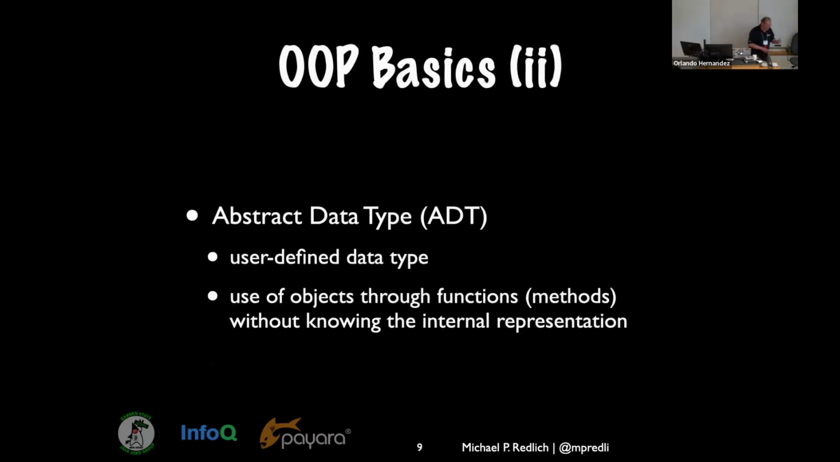So an abstract data type is something that's user defined, right? We all know built-in types like ints and floats and booleans and that kind of thing. Well, this is you, the developer, right? You can create your own data type. And part of the encapsulation is being able to come up with these functions or methods that are available, but you hide the internal representation. That's important.